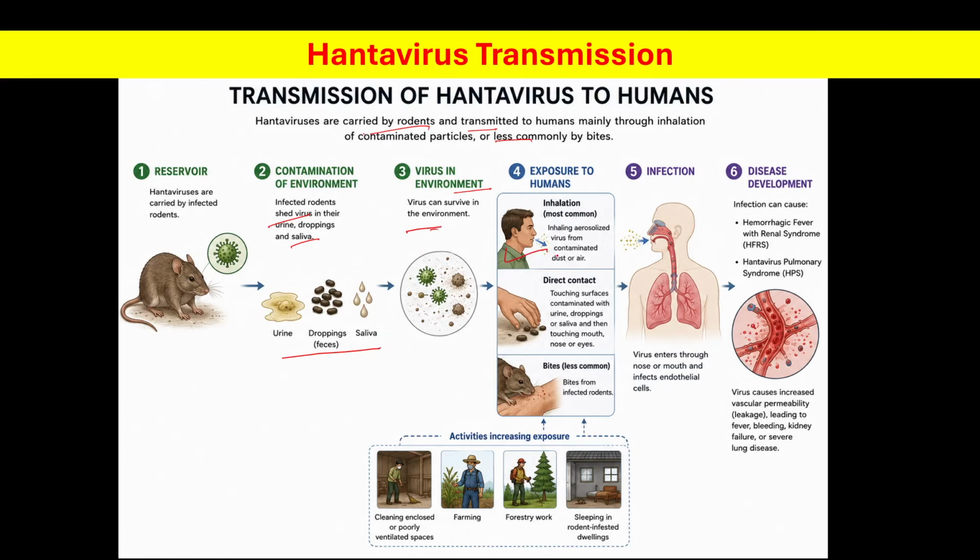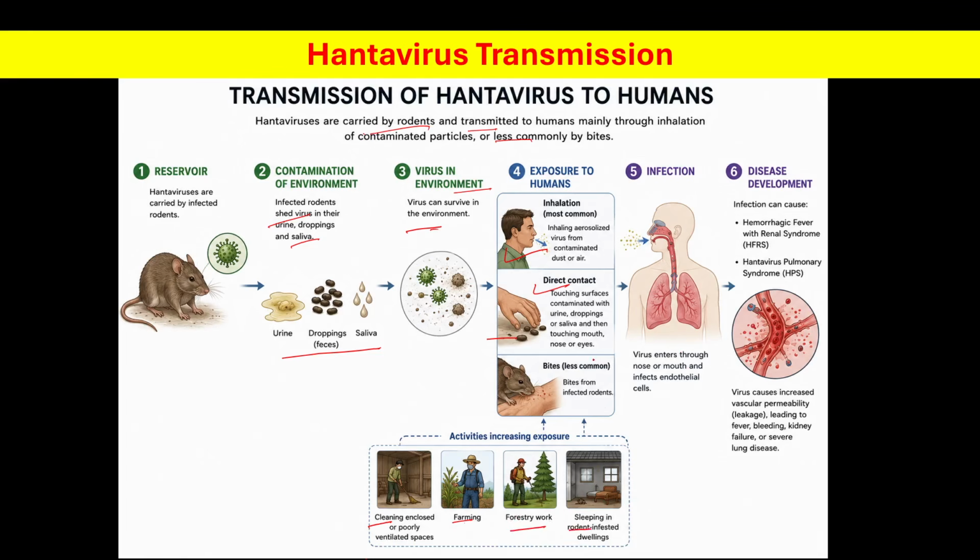humans can get infected. Apart from this, direct contact, touching surfaces contaminated with urine, droppings or saliva, and then touching the mouth, nose, or eyes can also lead to hantavirus infection in humans. And less commonly, it also happens through the bites of infected rodents. Activities that increase the chances of exposure include cleaning enclosed or poorly ventilated spaces, farming in a mice infested area, forestry work, and sleeping in rodent infested dwellings.